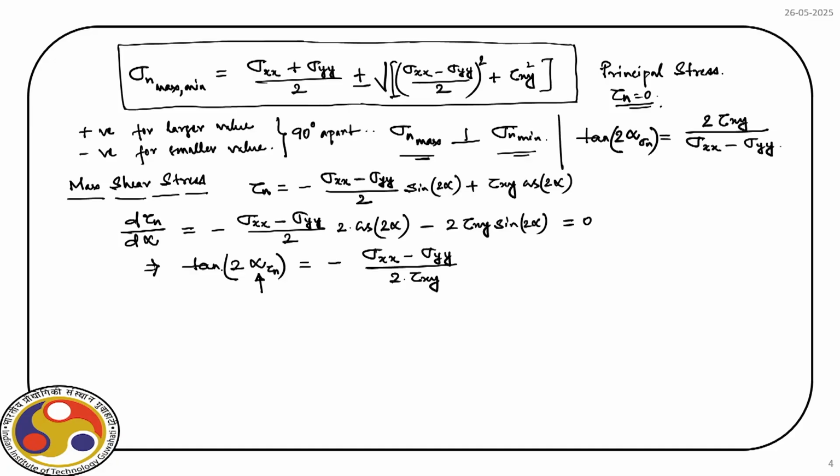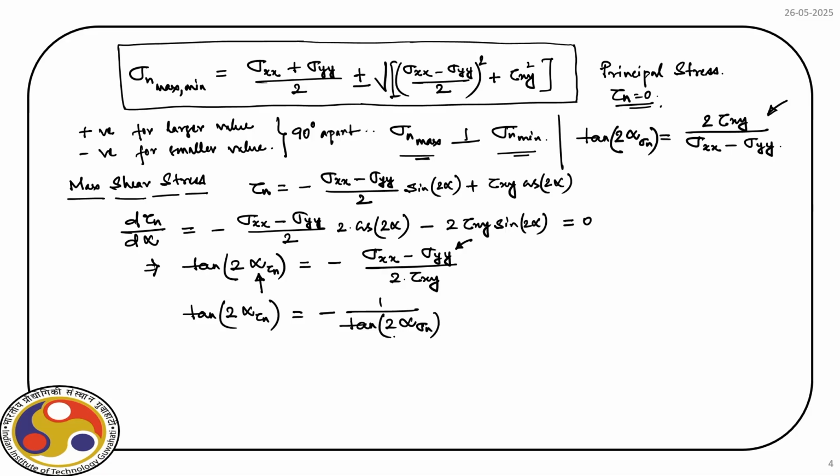Now, we can further simplify this. So, what we have, tan of twice alpha tau n is equal to what? Is equal to minus, if you look at this expression, sigma xx minus sigma yy by twice tau xy, and look at this expression. So, tan of twice alpha for this maximum shear is minus 1 by tan of twice alpha sigma n.